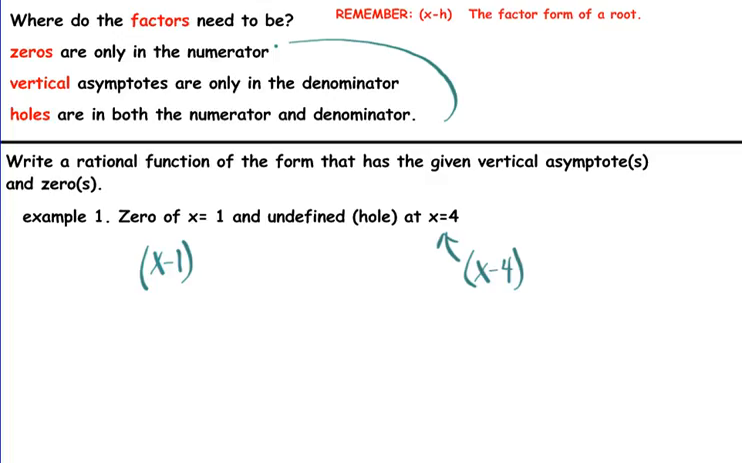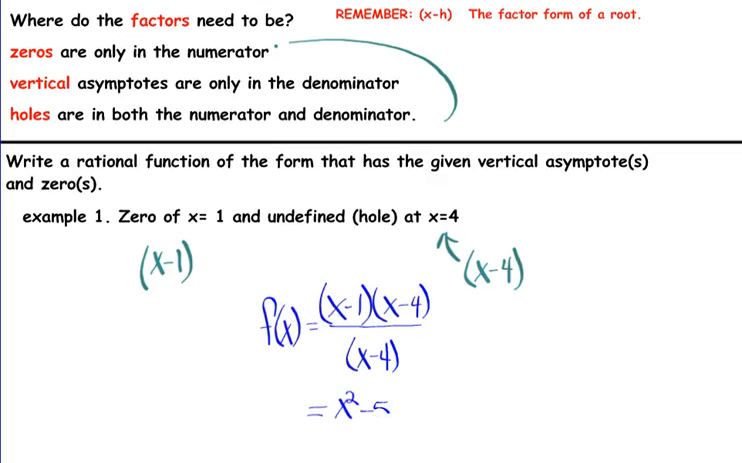Now, let's write the function. The function f of x is equal to, well, the zero has to be in the top, x minus 1, and the hole has to be in both the top and the bottom. And now I want to write it so that it looks in its polynomial form. So that would be x squared minus 5x plus 4 over x minus 4. And this is the function that has those characteristics, a zero of 1 and a hole of 4.